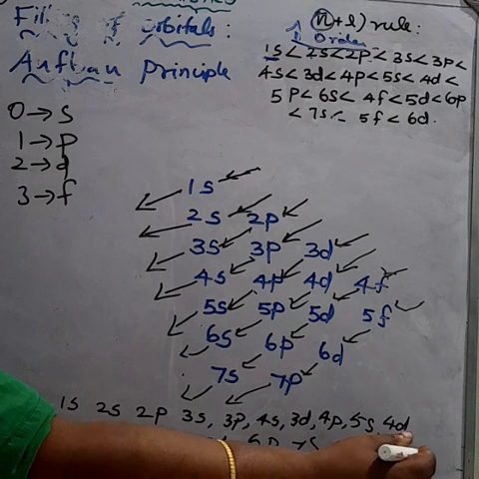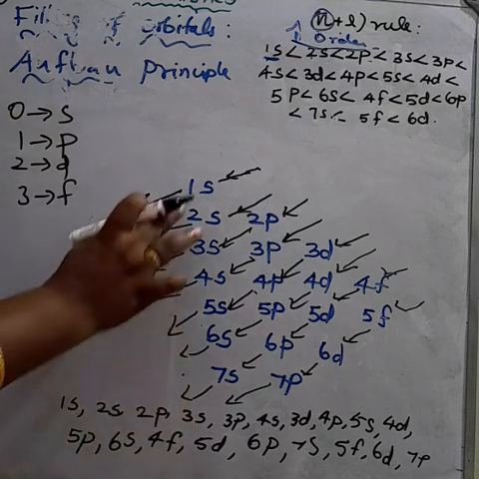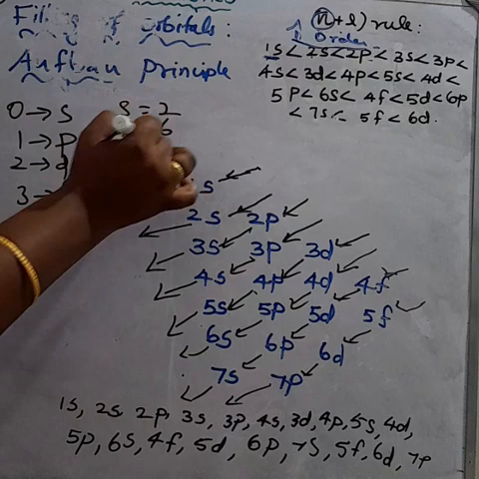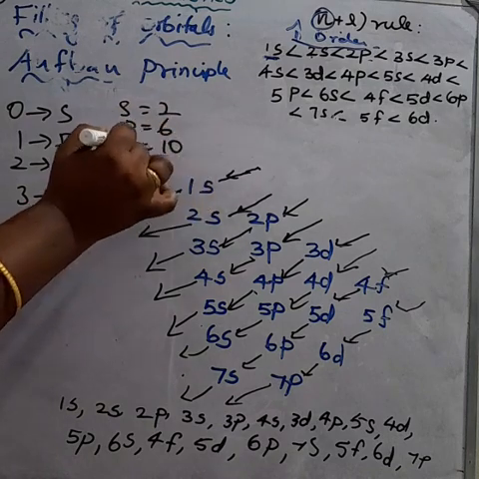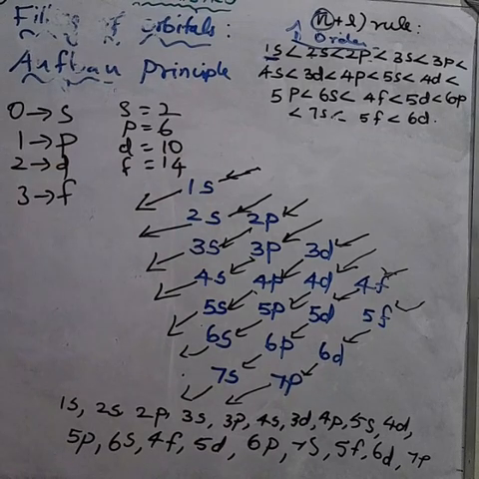Okay, in an s orbital, a maximum of 2 electrons can be accommodated. In p orbitals we can accommodate a maximum of 6 electrons, in d orbitals a maximum of 10 electrons, and in f orbitals a maximum of 14 electrons. Understood? So if you do not have the book, you can note this concept: the Aufbau principle definition and the diagram.